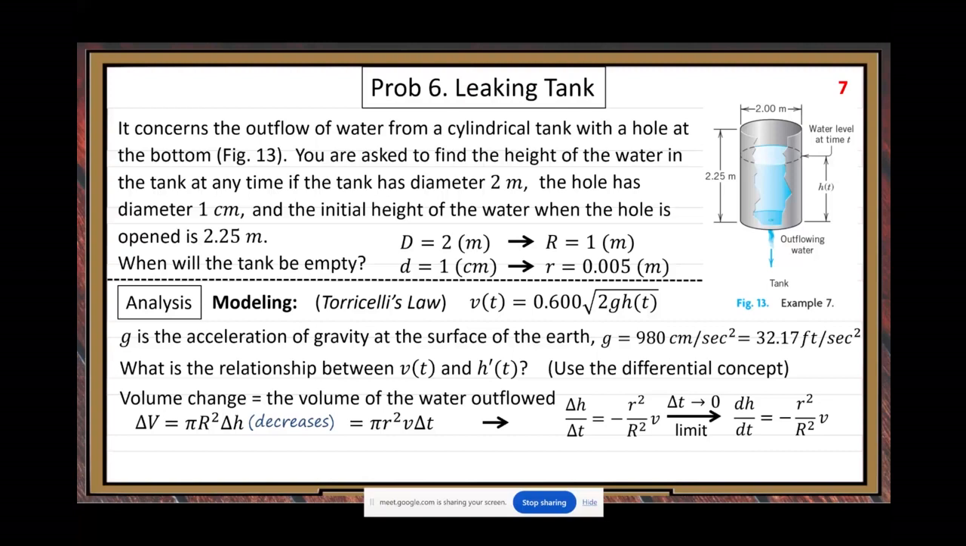So another step. Here we just plug in some numbers. Even simpler, we replace V by this H expression. Then after some simplification, we get this expression, with the initial condition.